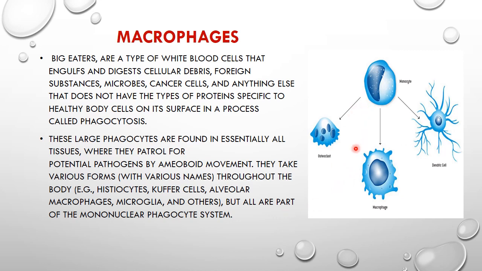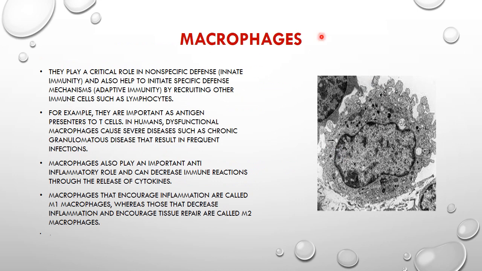So all of them belong to the mononuclear phagocytic system, and they are responsible for phagocytosing microorganisms and any foreign body. They have amoeboid movement, and they play an important role in the engulfing and digestion of cellular debris and cancer cells. And so they play a very important role in immunity. That is, they are responsible for engulfing the microbes and any other foreign particles. So they are helping us with immunity. This is the electron micrograph of the macrophages.